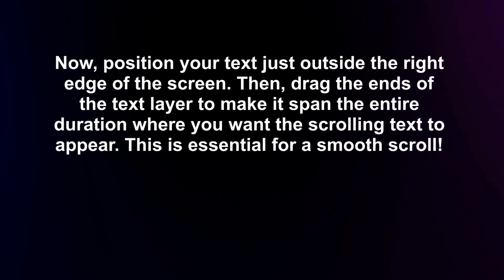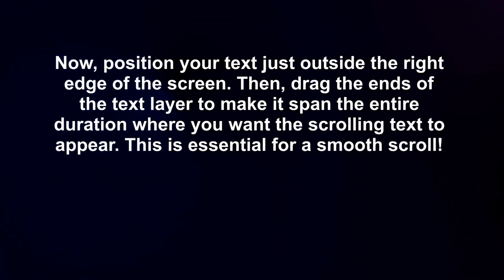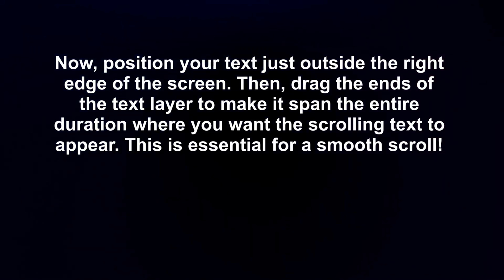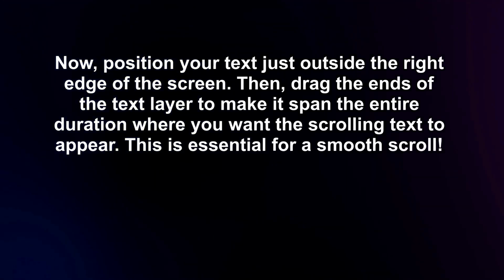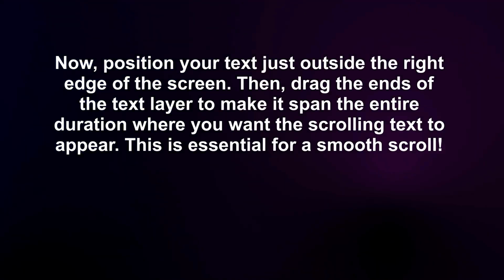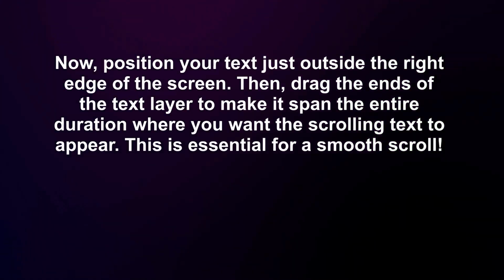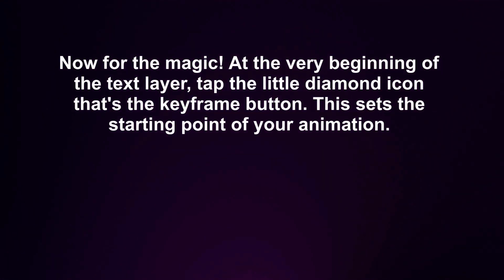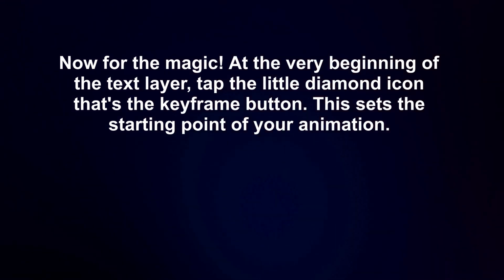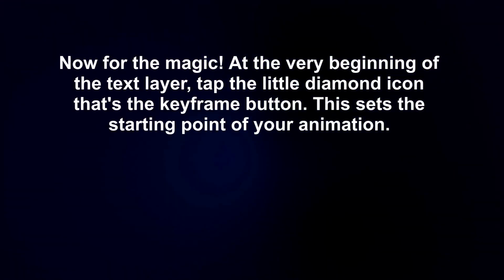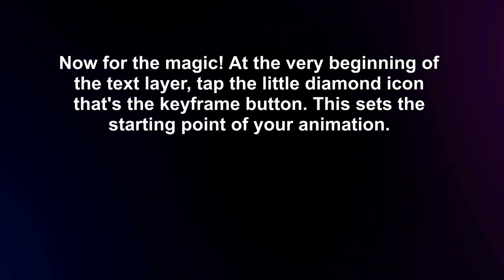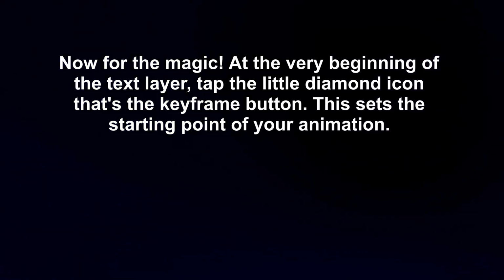Now, position your text just outside the right edge of the screen. Then, drag the ends of the text layer to make it span the entire duration where you want the scrolling text to appear. This is essential for a smooth scroll. Now for the magic. At the very beginning of the text layer, tap the little diamond icon, that's the keyframe button. This sets the starting point of your animation.